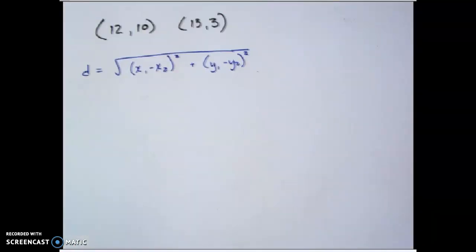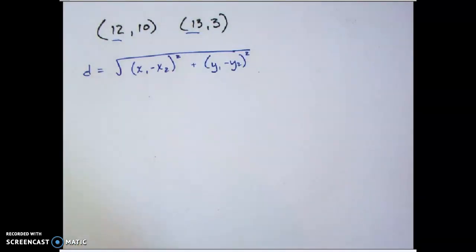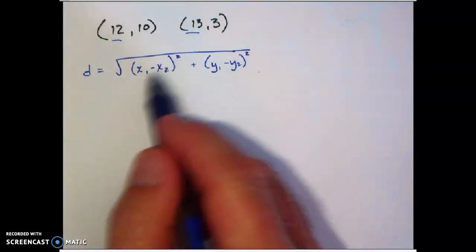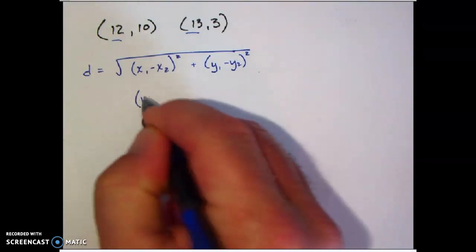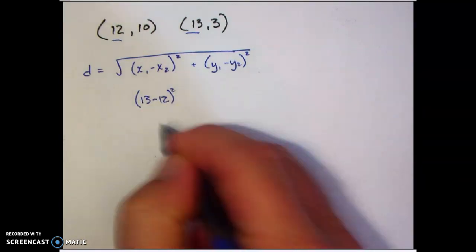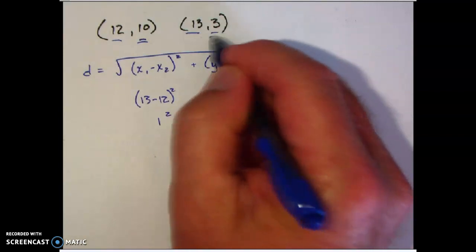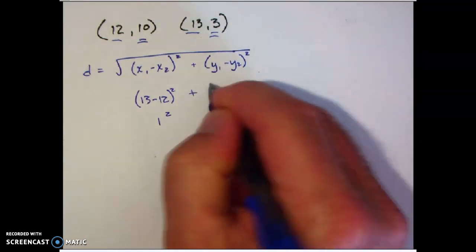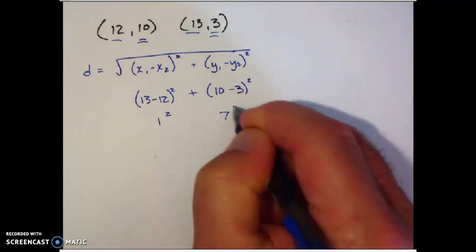Okay, we're going to do one more example. Again, here's my x values, 12 and 13. Because we're going to square this, the order we subtract them in really doesn't make a difference. So if there's an easier way, like 13 minus 12 is easier subtraction, now I have 1 squared. And then my y values, we have a 10 and 3. So 10 minus 3 squared, that is 7 squared.